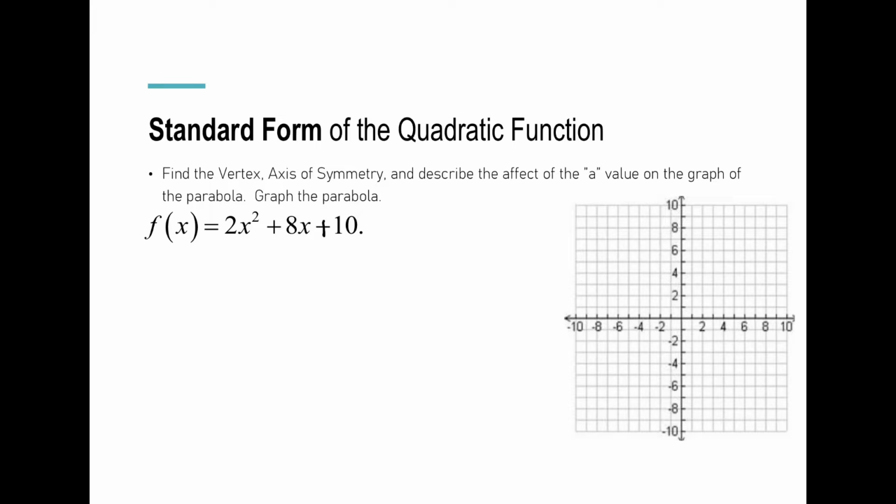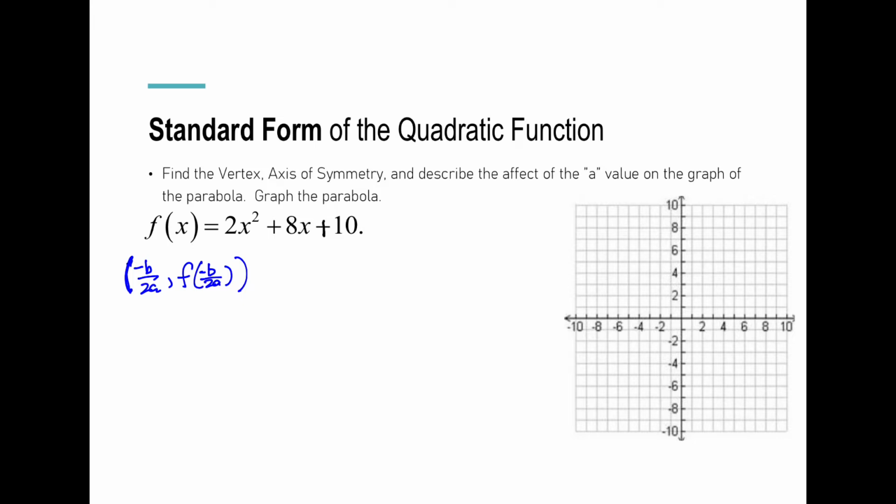So if we're given an equation in standard form that we know is a quadratic, let's look at finding the vertex, the axis of symmetry, and describe the value of a on the graph. Looking at what we have here, the vertex is going to be at the opposite of b over 2 times a. And then once we have that value, we're going to substitute it into the function f for x, and then come up with the y value at that x value, h.